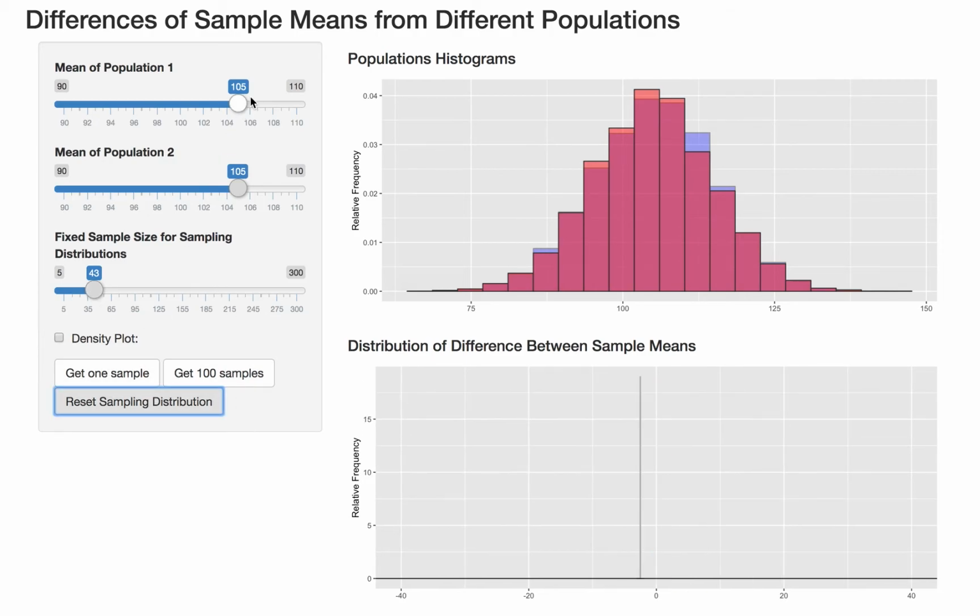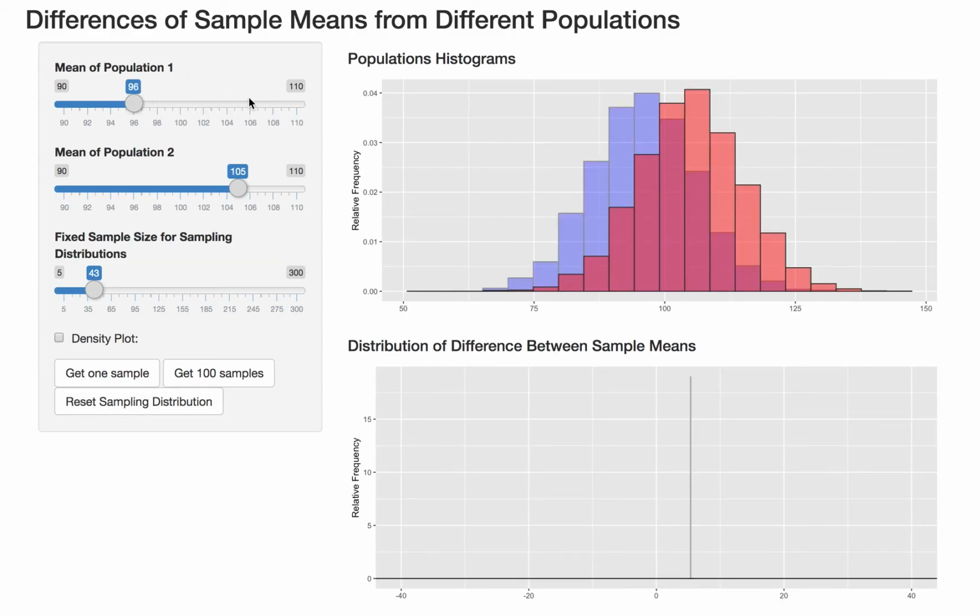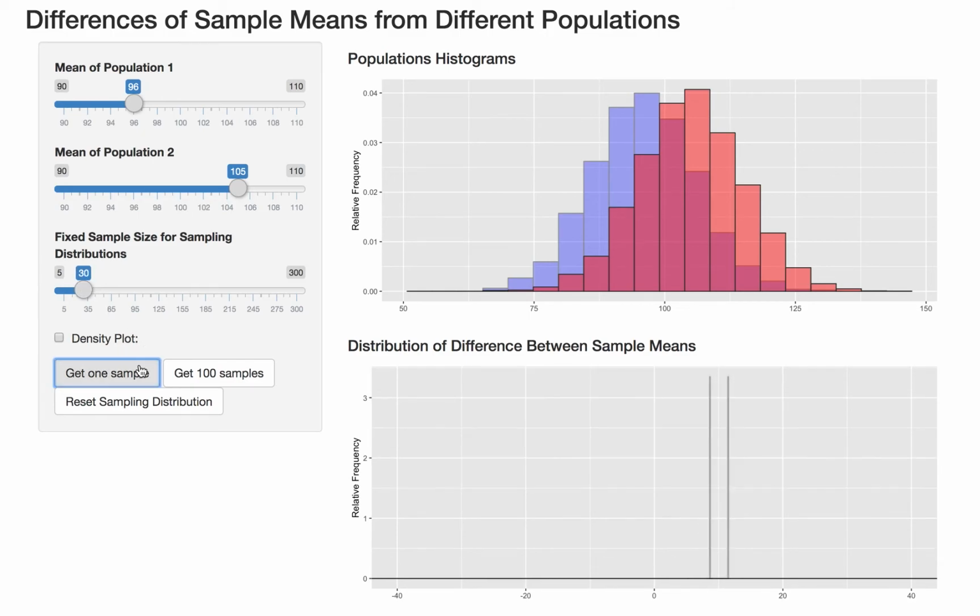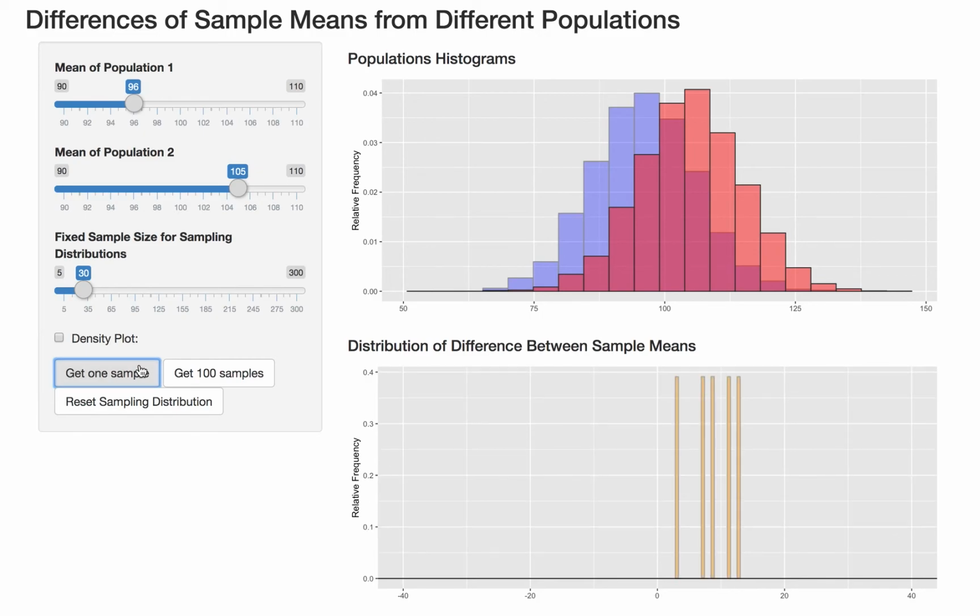Now let's take a look at what happens when the population means are different. So now we have a difference between 96 and 105. Let's set a reasonable sample size of maybe 30. I can collect one sample, two samples, and with the first few samples, the most obvious thing that we can notice is that the difference in the two sample means ends up being moved far away from 0.